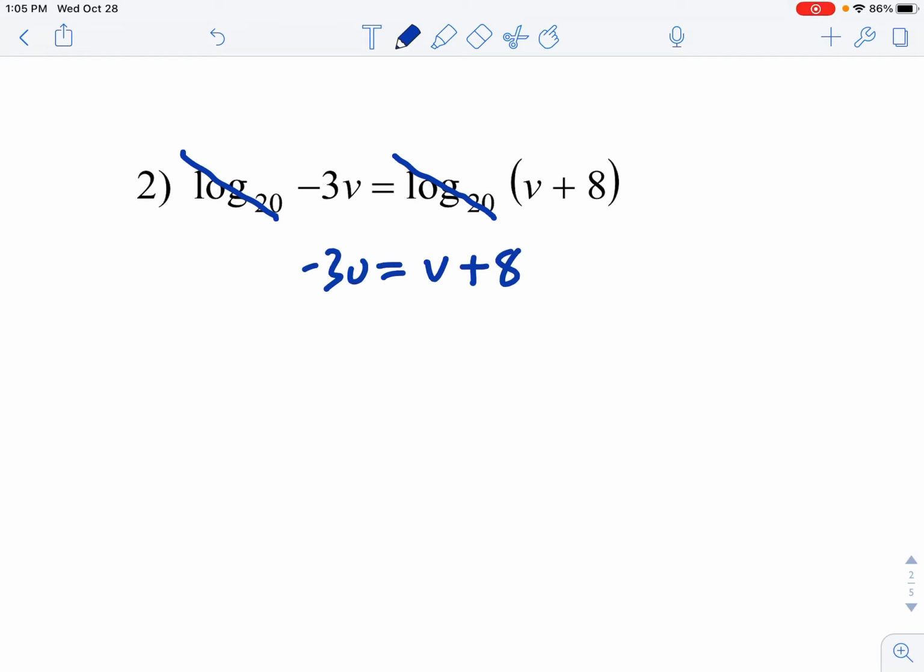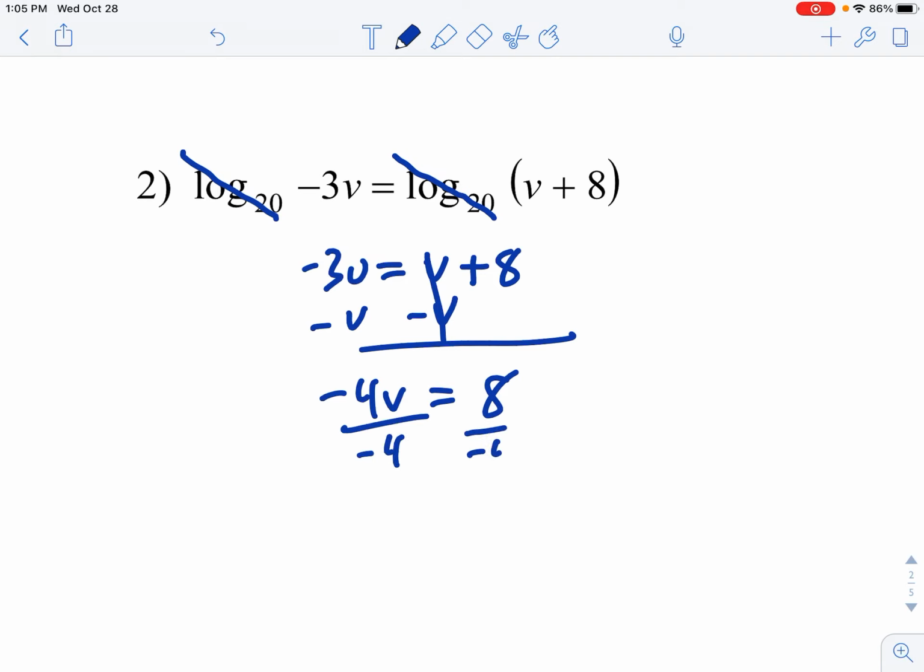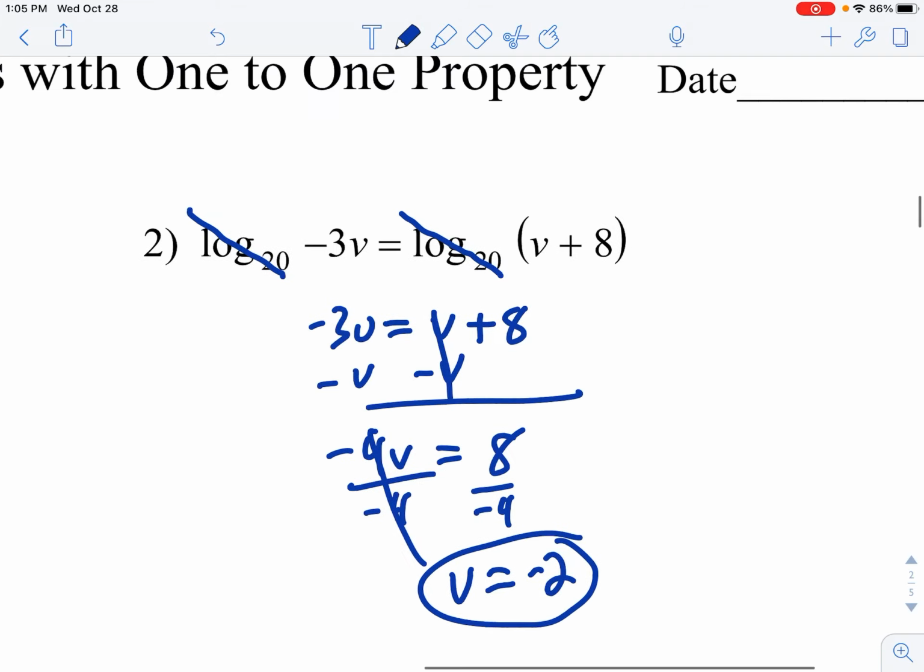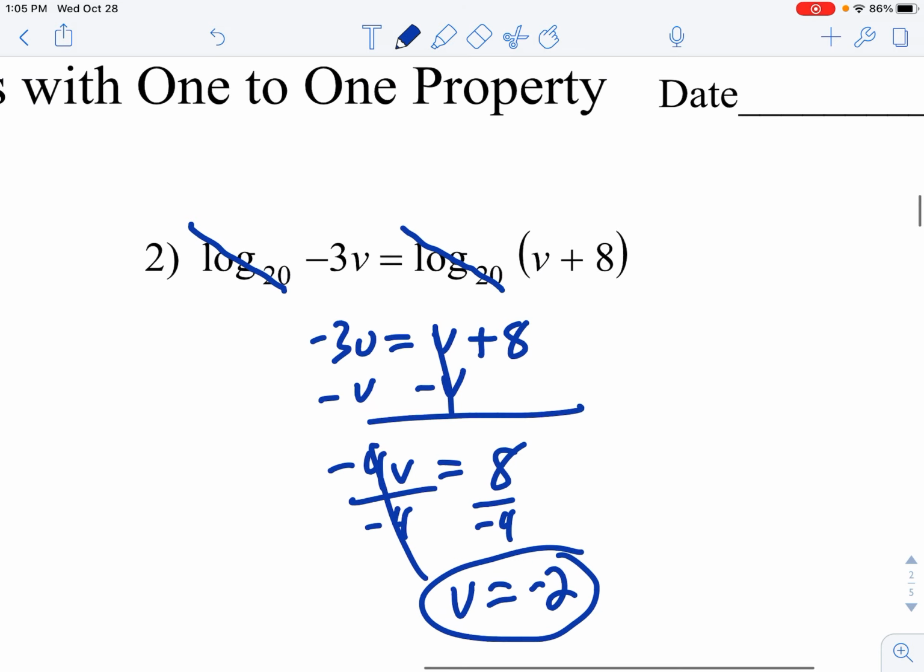To solve this, pretty straightforward. We'll subtract v on both sides. -4v equals 8. Divide by -4. You get v equals -2. Now right here, we've done all the steps right. We have a negative answer. And you might worry, okay, Haskell said you can't log a negative number, so that must mean that there's no solution here, right? Well, not exactly.